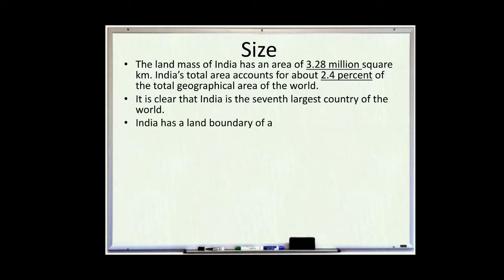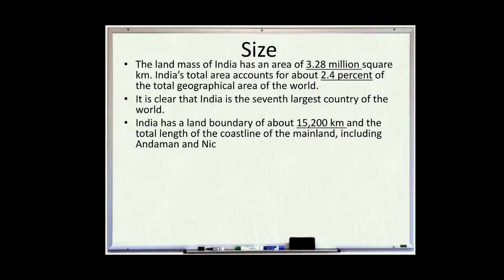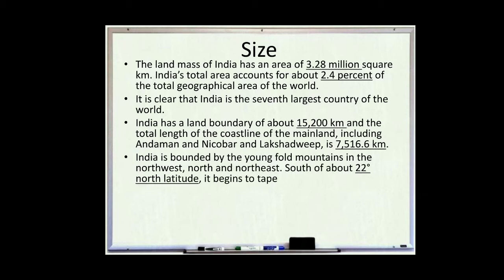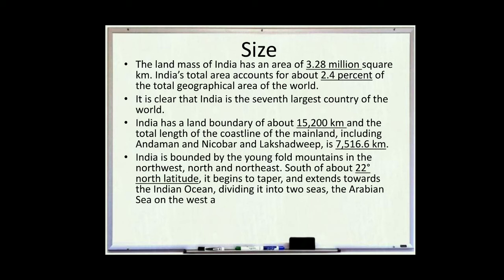India has a land boundary of about 15,200 kilometers, and the total length of the coastline of the mainland, including Andaman and Nicobar and Lakshadweep, is 7,516.6 kilometers. India is bounded by the Young Fold Mountains in the northwest, north, and northeast. South of about 22 degrees north latitude, it begins to taper and extends towards the Indian Ocean, dividing it into two seas, the Arabian Sea on the west and the Bay of Bengal on its east.